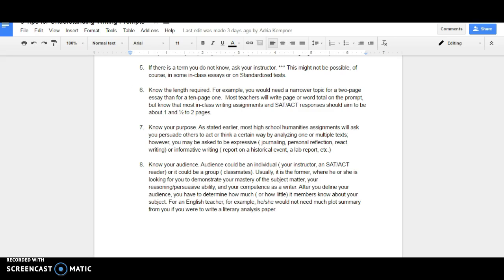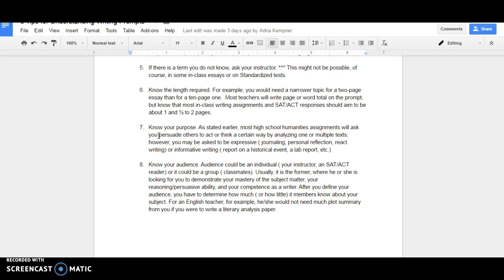The length, obviously, if it's a research paper and it's 8 pages long, that's going to be a very different prompt from a 45-minute in-class essay. So expectations are important.